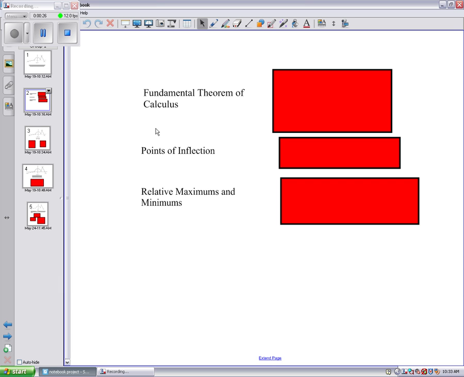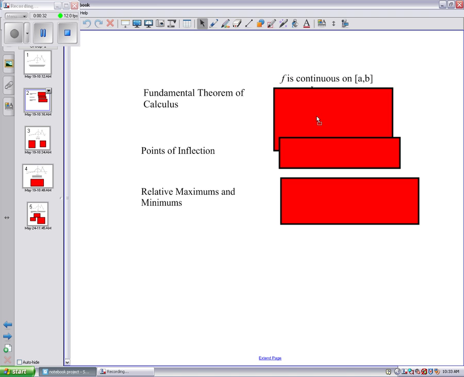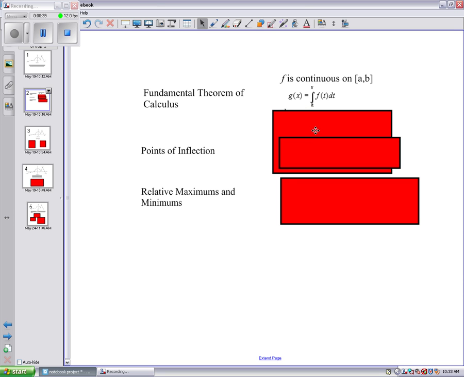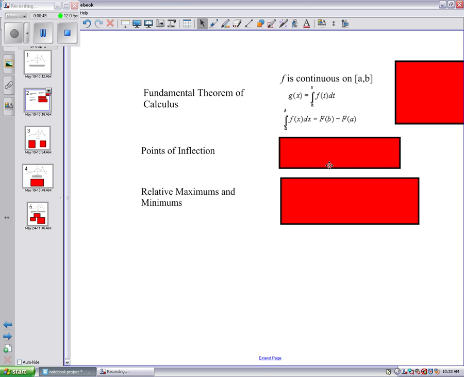The fundamental theorem of calculus states that given a function f continuous on the closed interval a, b, if there is a function g of x that is equal to the integral of f of t from a to x, then g prime of x is equal to f of x. Part 2 of the theorem states that the integral of f of x from a to b is equal to big F of b minus big F of a, where big F is any antiderivative of small f.